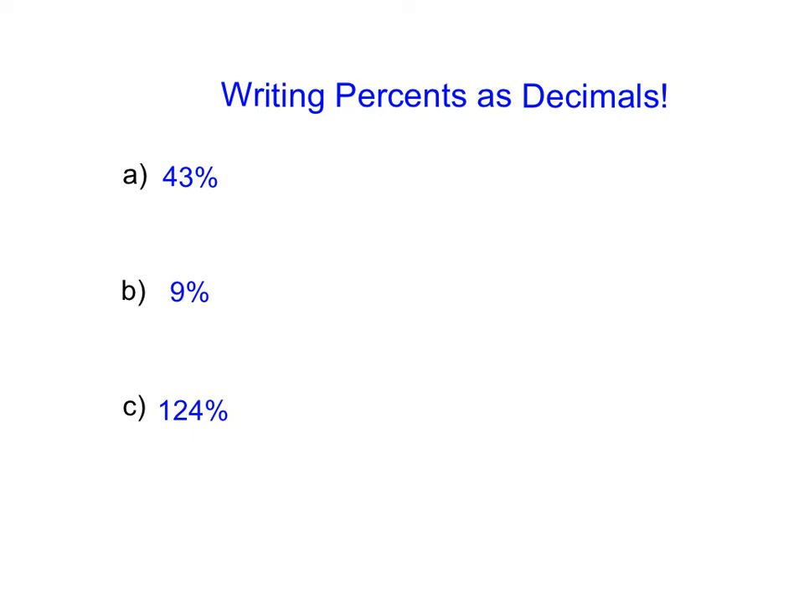What I like to do with these is use the fraction form to help me write these percents as decimals. I start by writing that percent as a fraction. We know that 43% written as a fraction is 43 over 100. Because our goal isn't to write this as a fraction, we don't need to try to simplify these further, we can just leave them all in their fraction form. So 9% would become 9 over 100, and 124% would become 124 over 100.